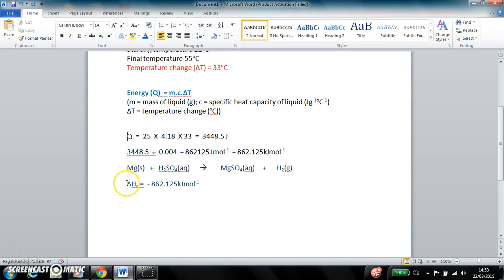The standard enthalpy change of reaction as measured in this experiment is 862.25 kilojoules per mole. Because the temperature is increasing and going up, the energy change we show is as an exothermic reaction. And the minus sign indicates that the energy is given out.